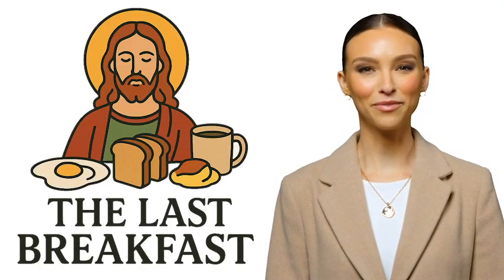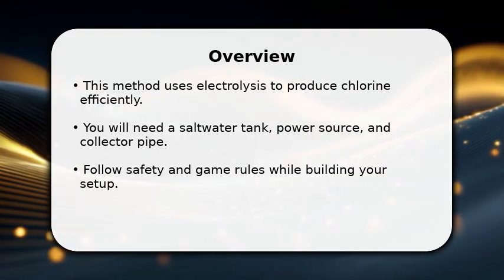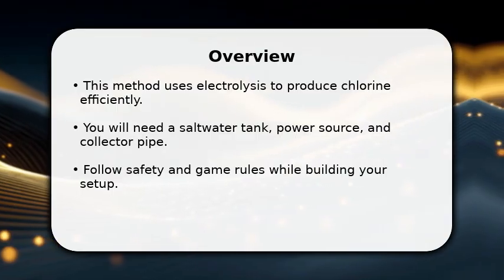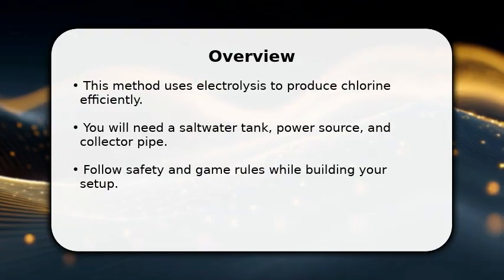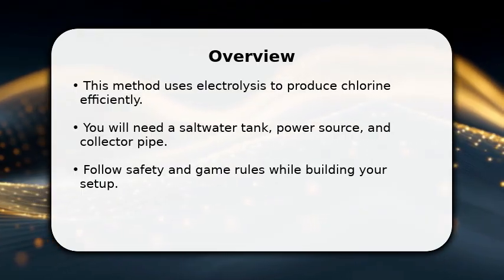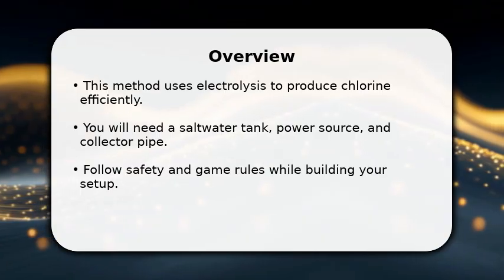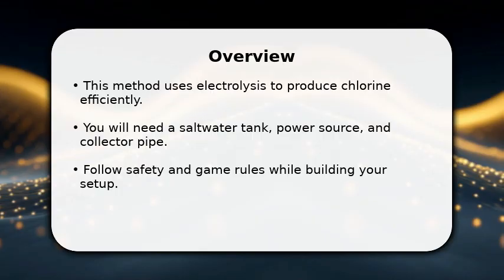Please enjoy the video. In this video, I will show how to make chlorine in Industrialist Roblox easy method. Open the electrolysis lab and place the saltwater tank, power source, and output pipe before starting the reaction. Connect the electrodes and set power to a steady level to avoid tripping. Monitor gas output and route chlorine into a sealed collector. Adjust flow until production is stable and decline is prevented.